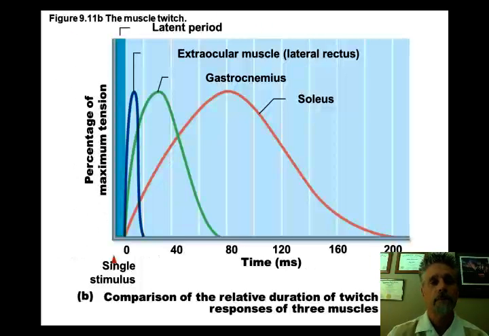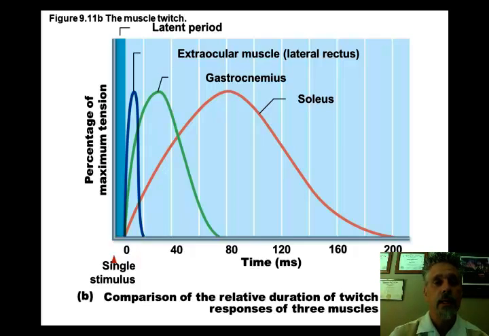Now you'll notice when we look at twitches, it's going to be different in different muscles. There's actually different muscle types, not only smooth and cardiac and skeletal, but there's different fiber types as well. We'll talk about that later on. It's slow twitch, fast twitch, etc. It has to do with whole structure and function, what these muscles are needing to do.